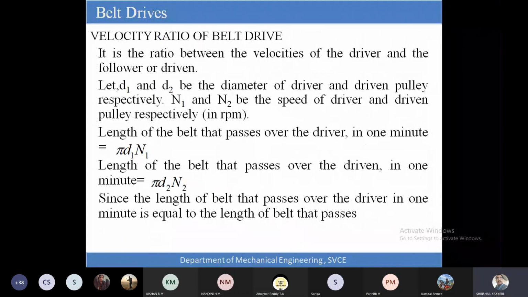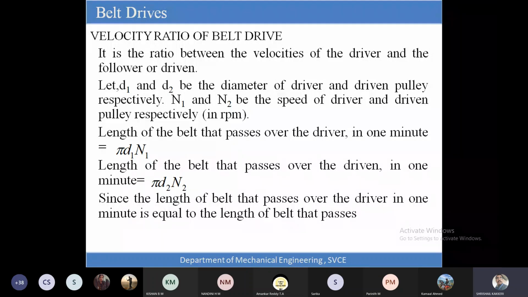Now, let me try to have a slight understanding about the velocity ratio between the belt drives. Let us go for the gear drives. In the gear drives, if gear A is the driver and gear B is the driven, what happens? The velocity ratio will be equal to the speed of the driven to the speed of the driver. So N2 by N1 will be equal to D1 by D2, that is equal to T1 by T2 in case of gear drives. In case of the belt drives, you can see how it is. It is also similar.